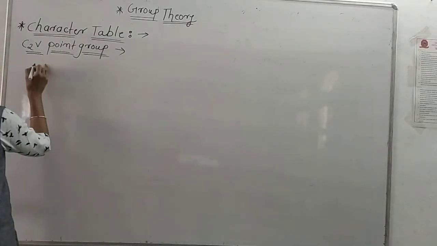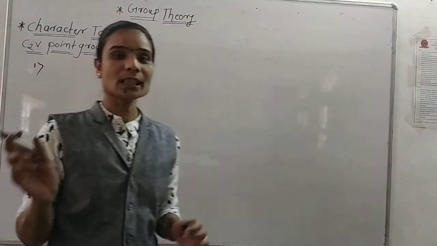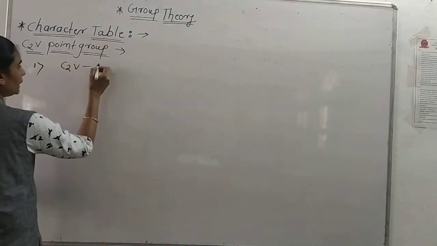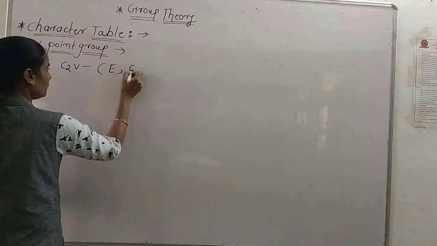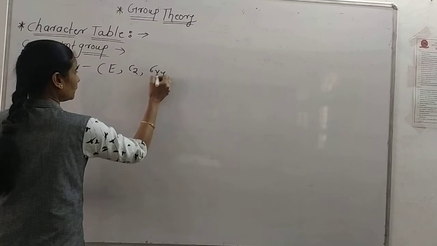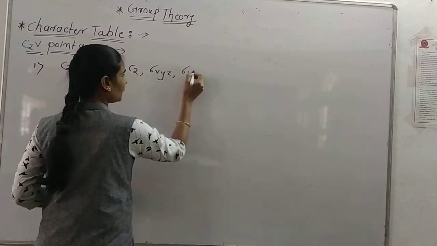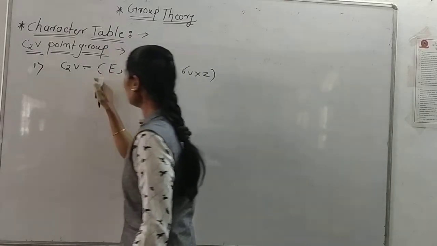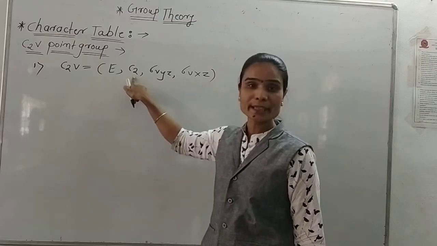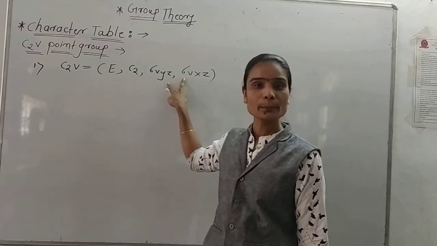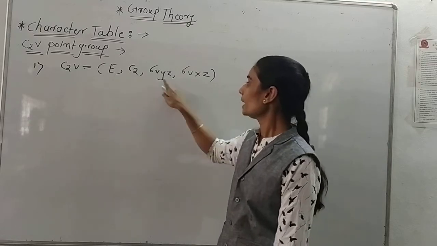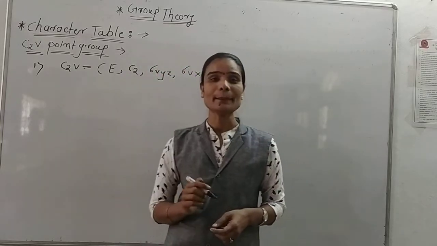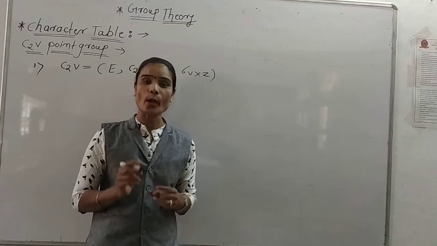For that, first we will take the symmetry elements present in the C2V point group, and we know that there are 4 symmetry elements present in the C2V point group. These are identity, which is present in all groups; second, the C2 axis of rotation; and there are 2 vertical planes present in the C2V point group, sigma V yz and sigma V xz. So these 4 symmetry elements are present in the C2V point group.